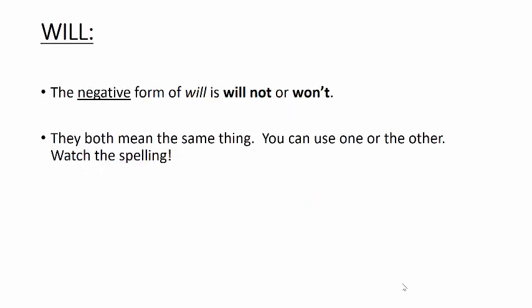Now, the negative form of will is will not or won't. They both mean the same thing. You can swap them in and out. You can use whichever one you want. Just watch the spelling on won't and don't forget about that apostrophe. W-O-N apostrophe T. Be careful when you're typing.